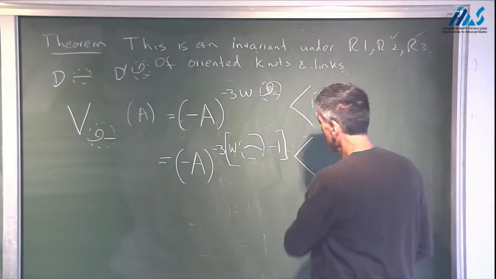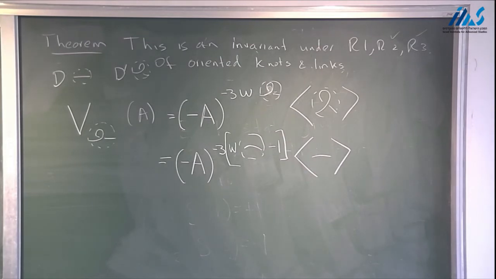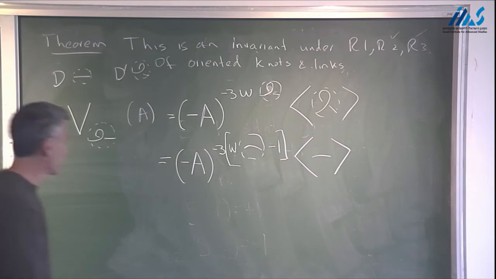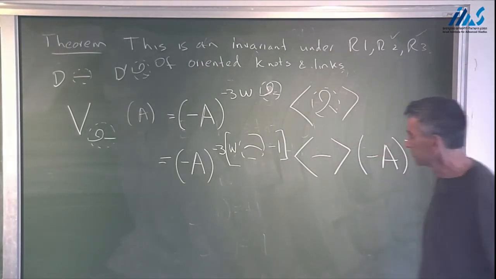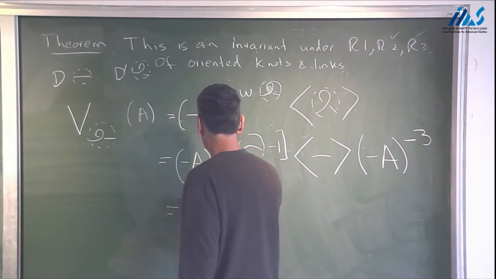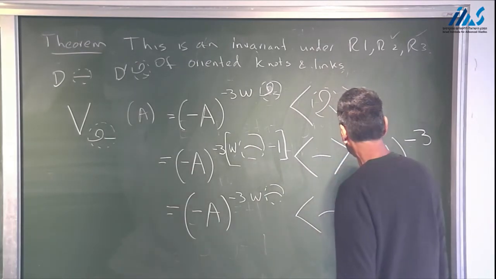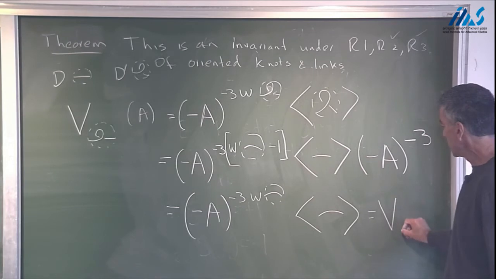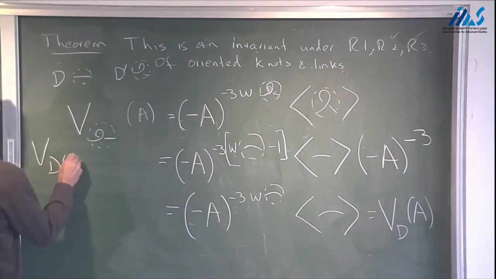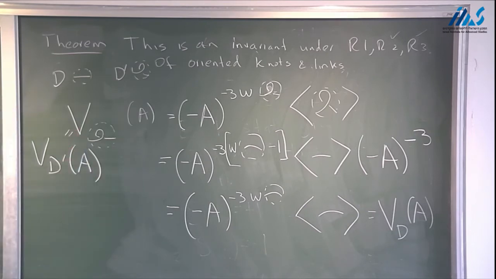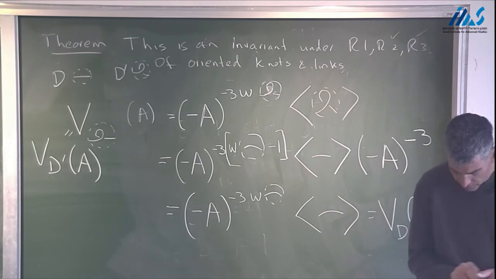And then what happens when we take this and replace it by the bracket of this one? So now we have to use this rule here. The bracket of this guy is the bracket of this one, and we multiply by minus A to the minus 3. So they cancel, right? So this is what I called V_D of A, and this is V_D prime. So we see that two diagrams that differ by one of these moves have the same Jones polynomial. So now this is invariant under all three moves.